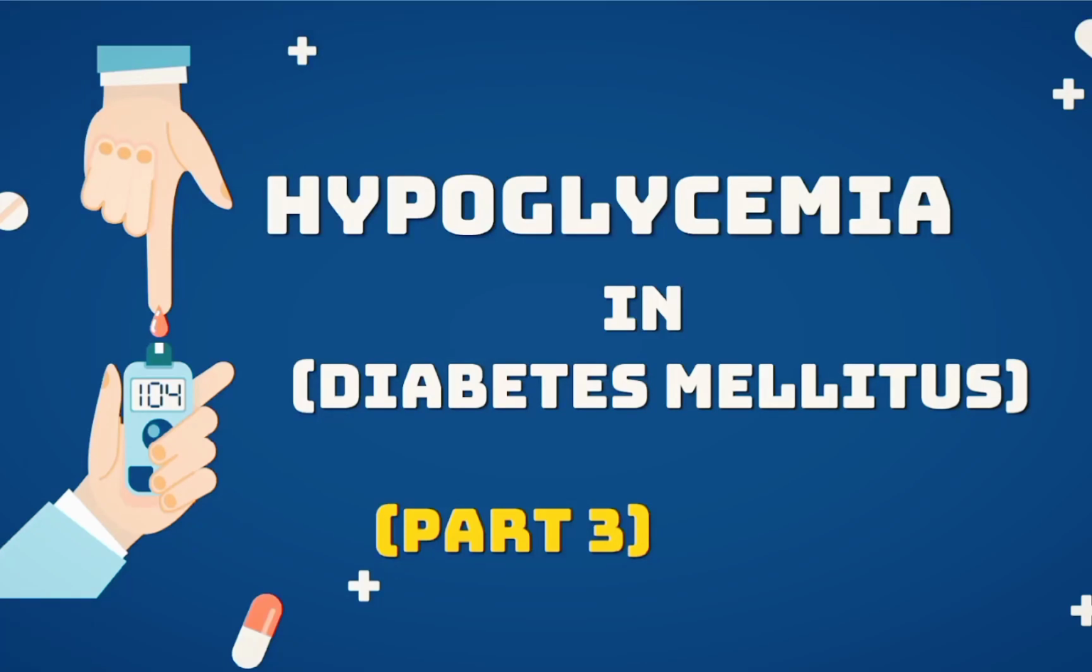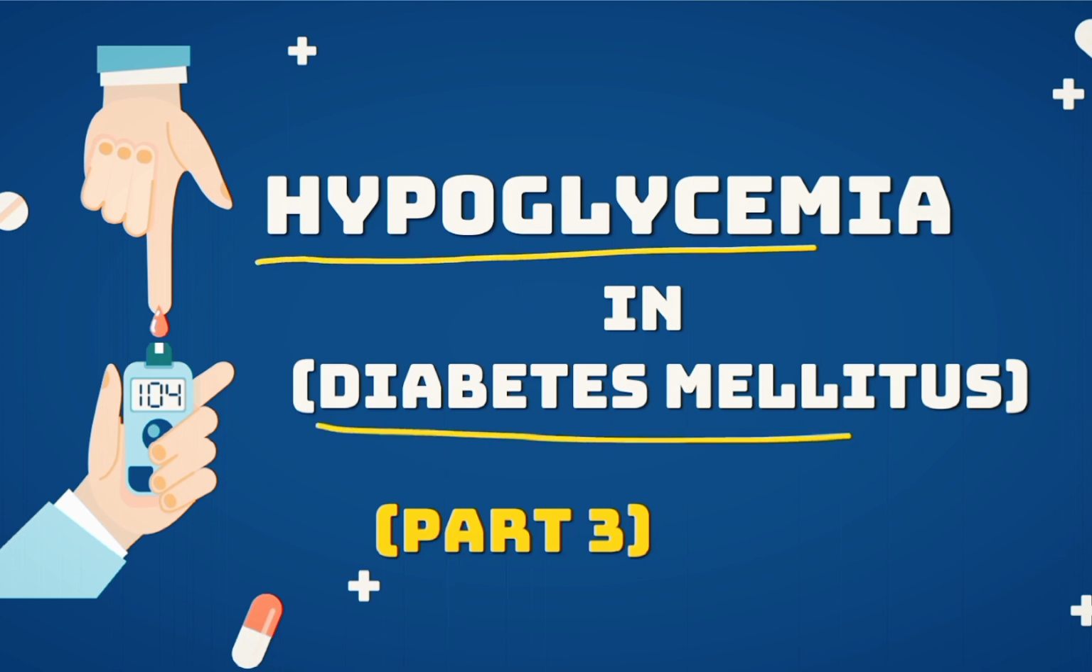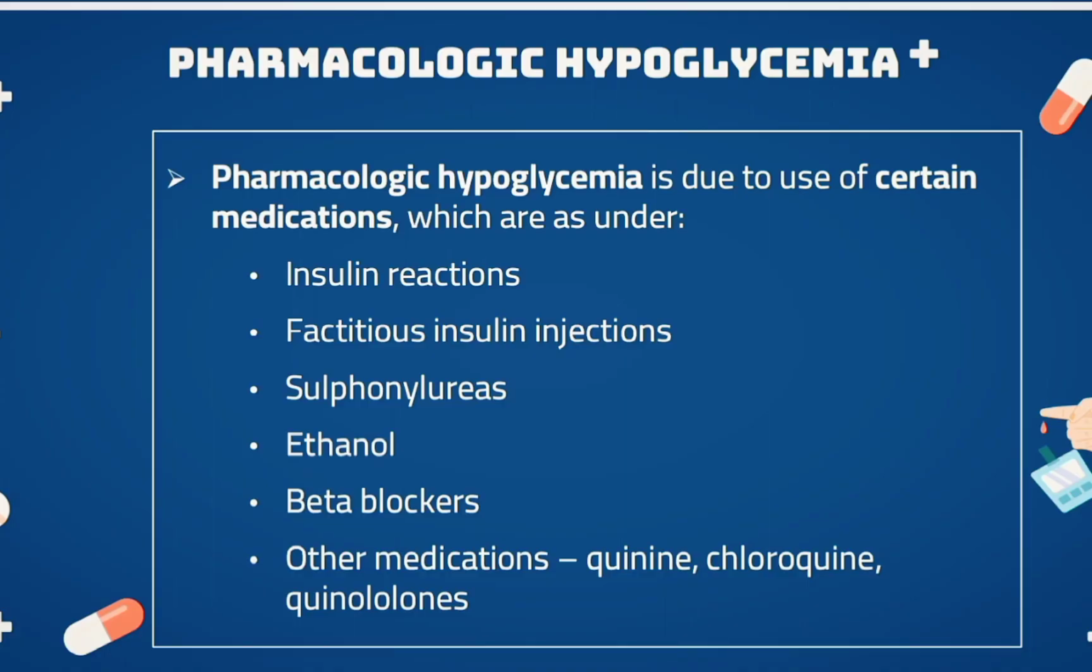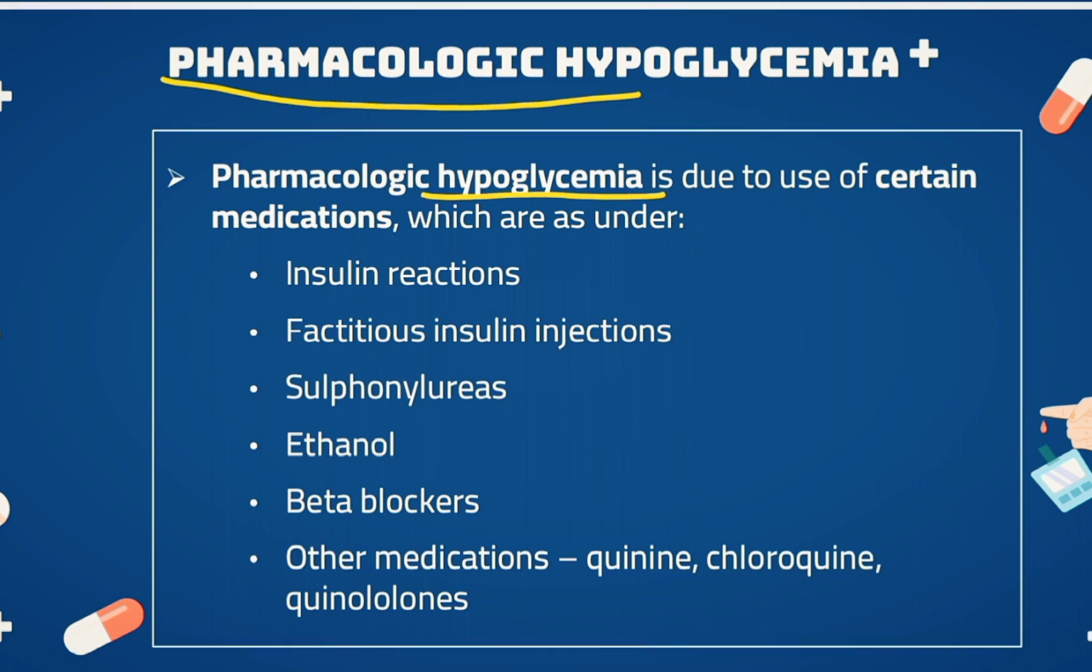Hello everyone. Today we are in the third part of our discussion, that is on hypoglycemia in diabetes mellitus. We should know the term pharmacologic hypoglycemia. This pharmacologic hypoglycemia is a condition which arises due to the use of certain medications. These medications are insulin, where use of insulin leads to reactions like hypoglycemia. Use of factitious insulin injections means use of insulin analogs, which are artificial insulins.